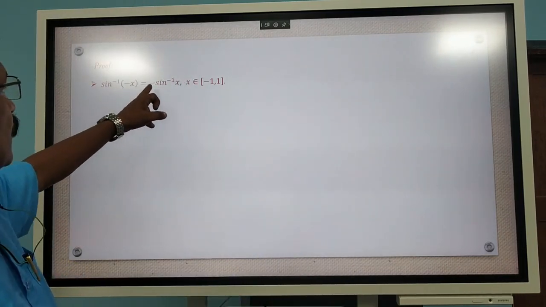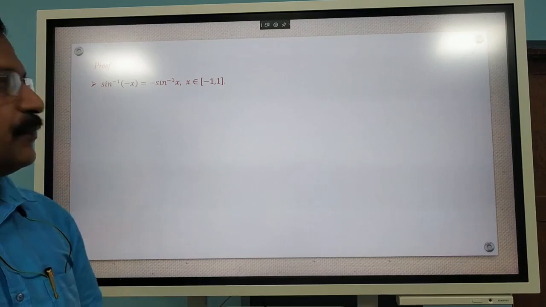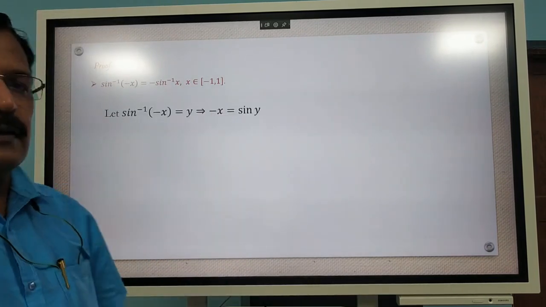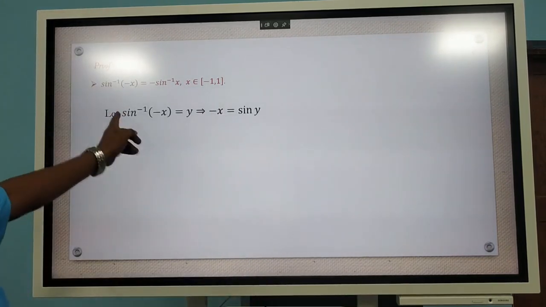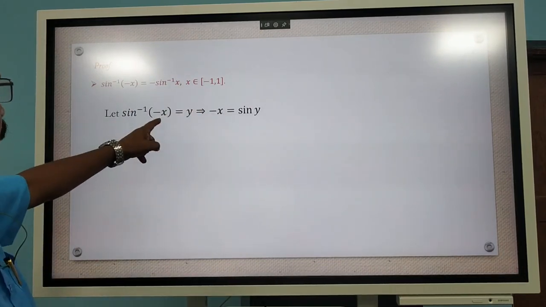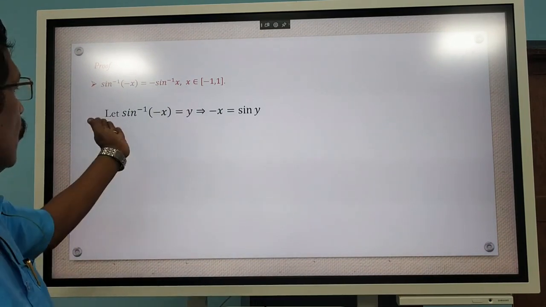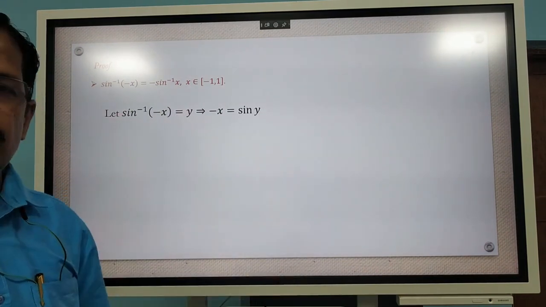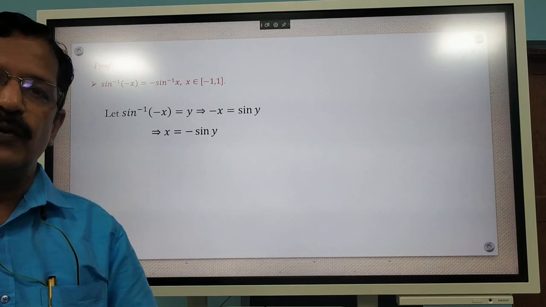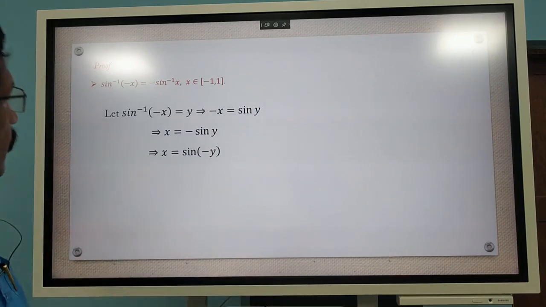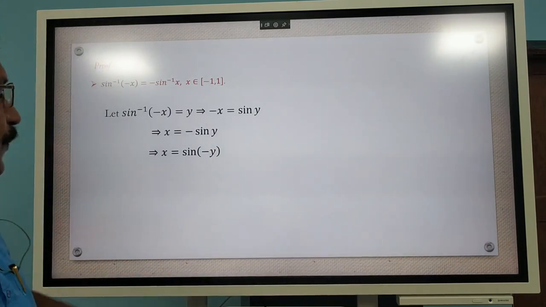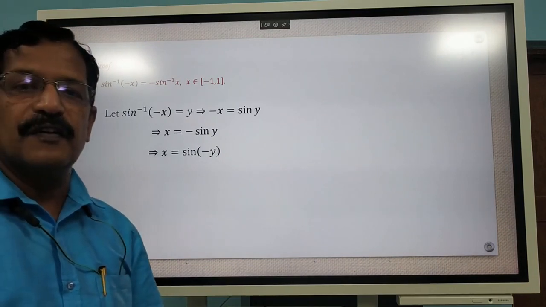Sin inverse of minus x is equal to minus sin inverse of x, where x is an element of the closed interval minus 1 to 1. As usual, we assume that sin inverse of minus x is equal to y. So minus x will be sin y. Let us bring the minus to the right hand side. So x will be minus sin y. But minus sin y is sin of minus y, we have checked that result. So x is equal to sin of minus y.